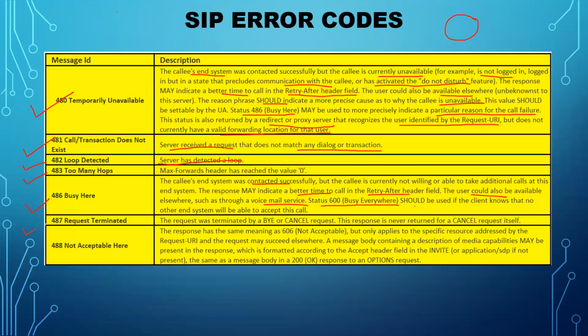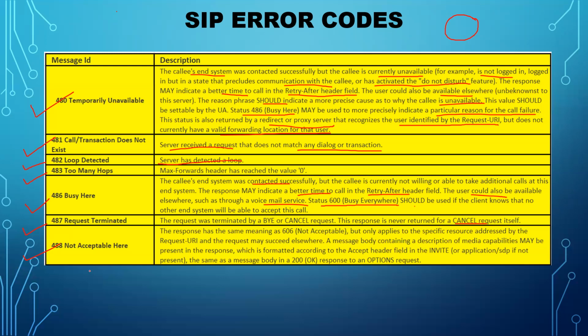Then we have 487 request terminated. As the name indicates, the request is going to be terminated. The request was terminated by a BYE or CANCEL request. The response is never returned for a CANCEL request itself. And then we have 488 not acceptable here. I believe I already created one video on this particular message, that is 488 not acceptable here, right?